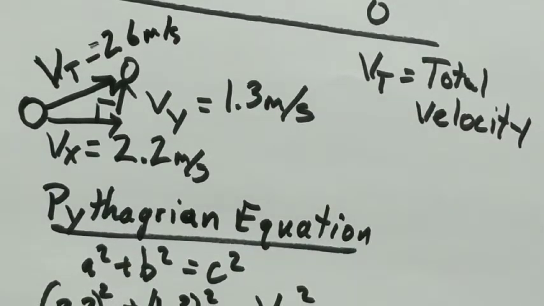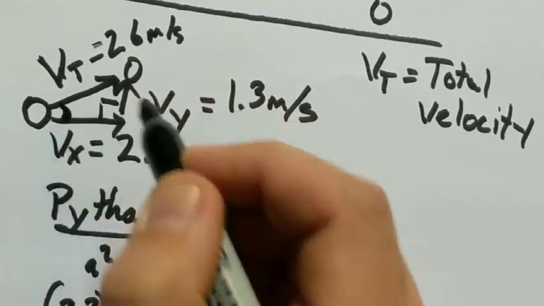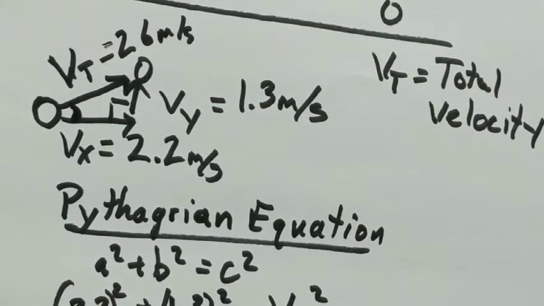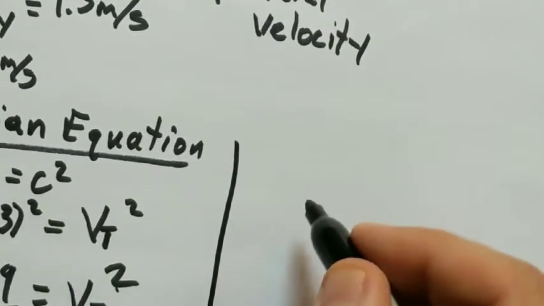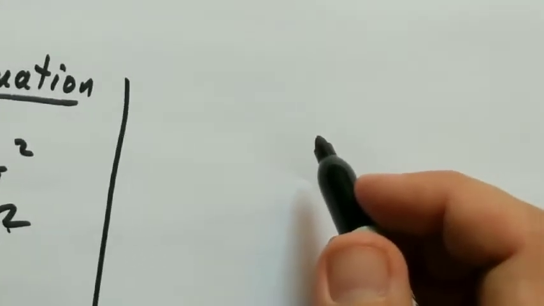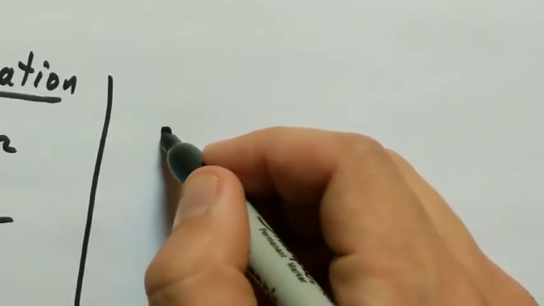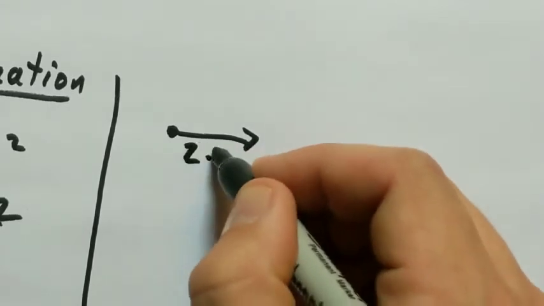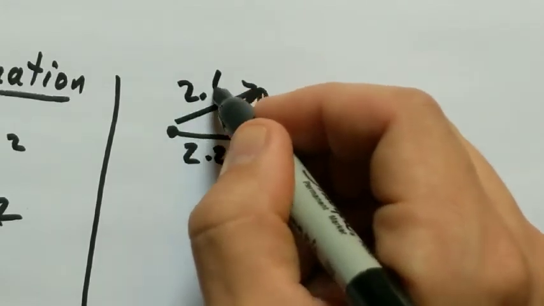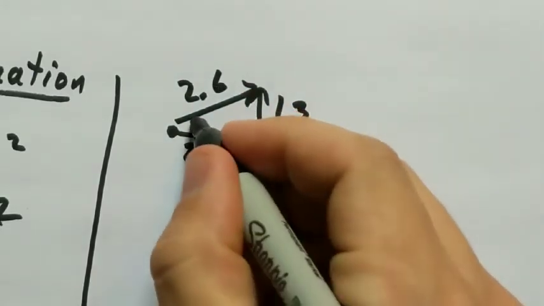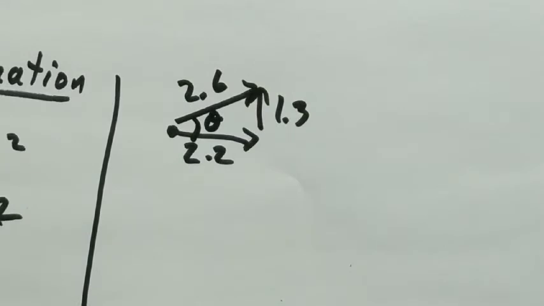But that still is an incomplete description because it only tells me the magnitude. A velocity also has direction. It is going at some angle. And we can find that angle using some trig functions. So I'm going to redraw over here. We have 2.2, we have 1.3 up, we have 2.6, and now we need to find our angle theta.